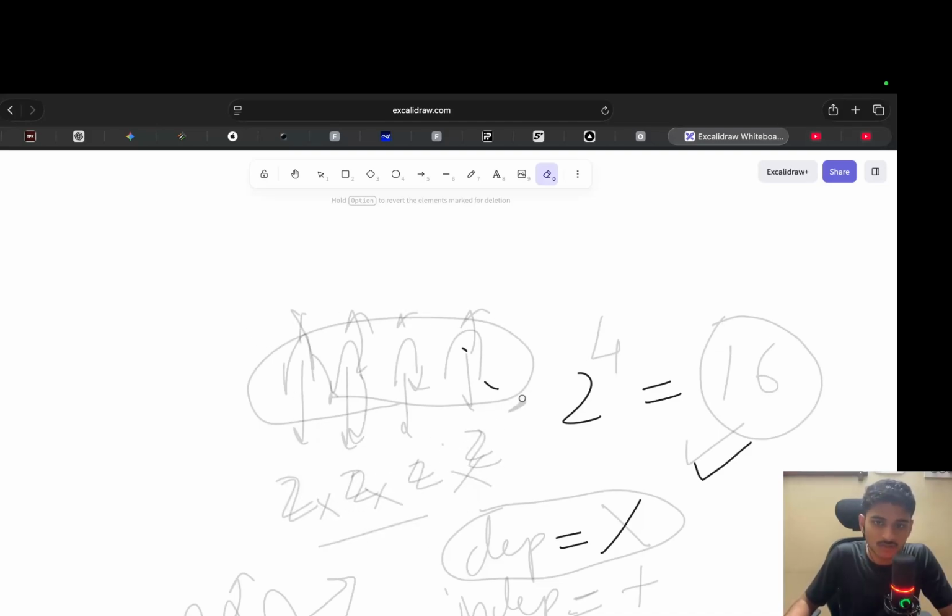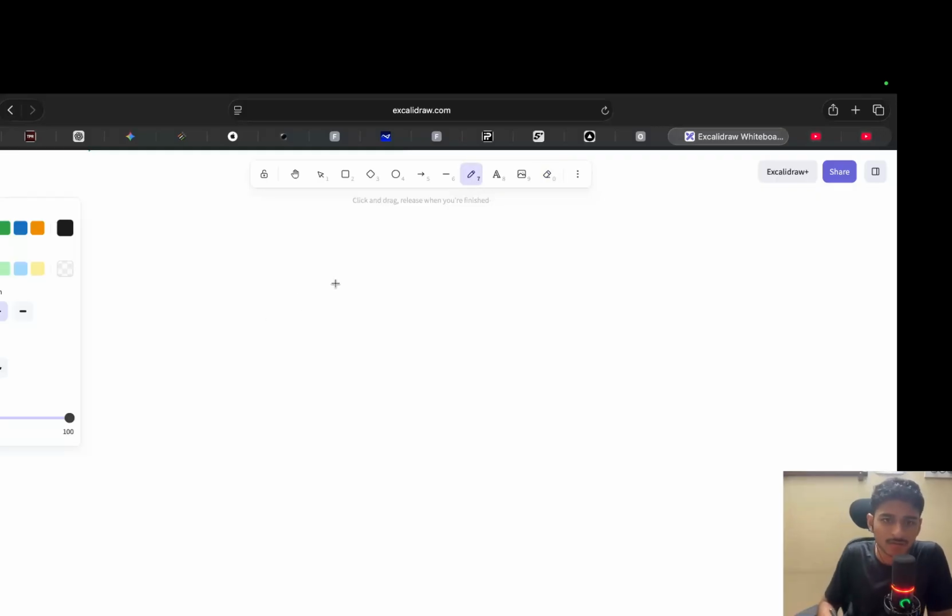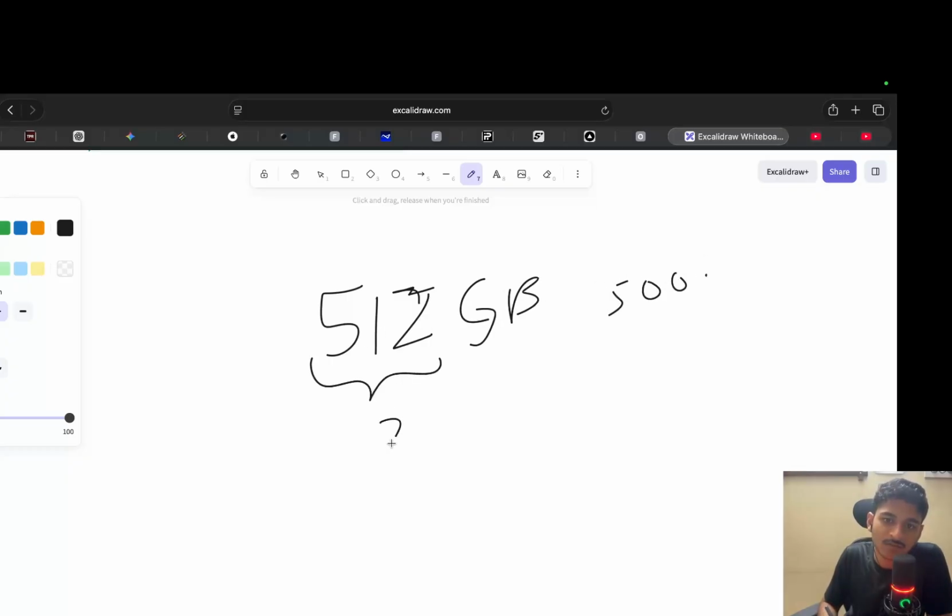I used to always ask this question: why is my RAM 8, 16, 24? Why is my computer's RAM 64 GB? Why is my mobile phone's ROM only 512 GB? If you ever thought of this question, why is my storage only 512 GB? Why not 500? 512 is a power of 2.